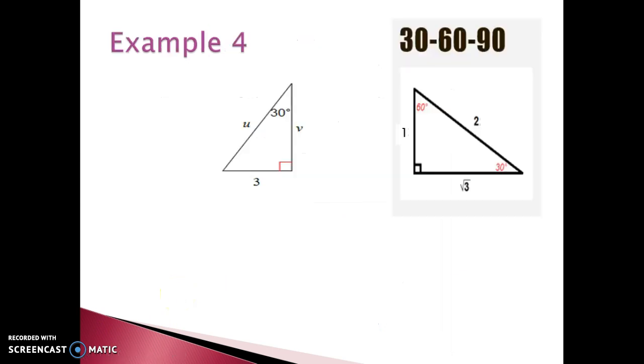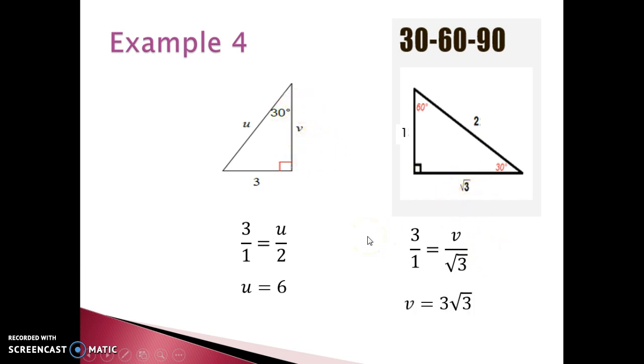So here, I'm going to set up a proportion, so 3, the short leg of the new one, over 1, the short leg of the original, is equal to u, the hypotenuse of the new, over 2, the hypotenuse of the original. I cross multiply, and u is equal to 6. Now I have to set up another proportion for v. So I use that 3 over 1 again, and I said v, the long leg, over square root of 3, the other long leg. I cross multiply, and v is equal to 3 square root of 3.